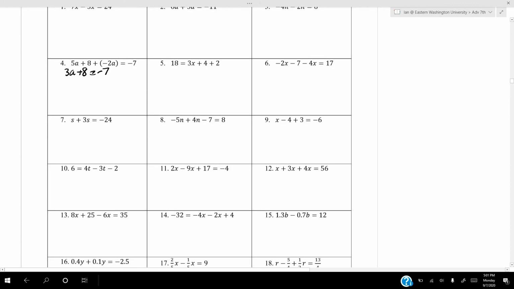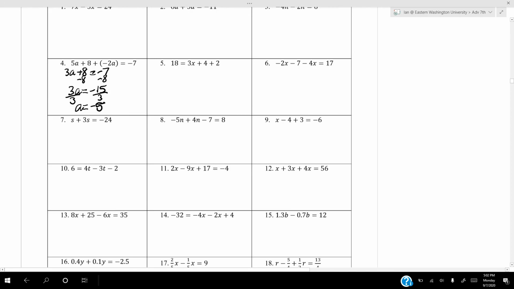So then let's move our variables. We don't have to do that. We don't have a variable on the right side. Let's move our constants. So in order to get this away from the A, we need to subtract 8 from both sides. So then we get 3A is equal to -15. And of course, our last step is to divide. 3A divided by 3 is just A. -15 divided by 3 is -5.